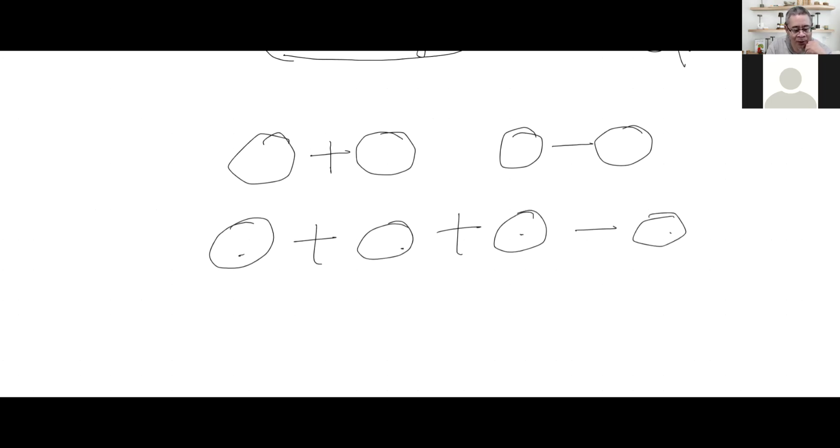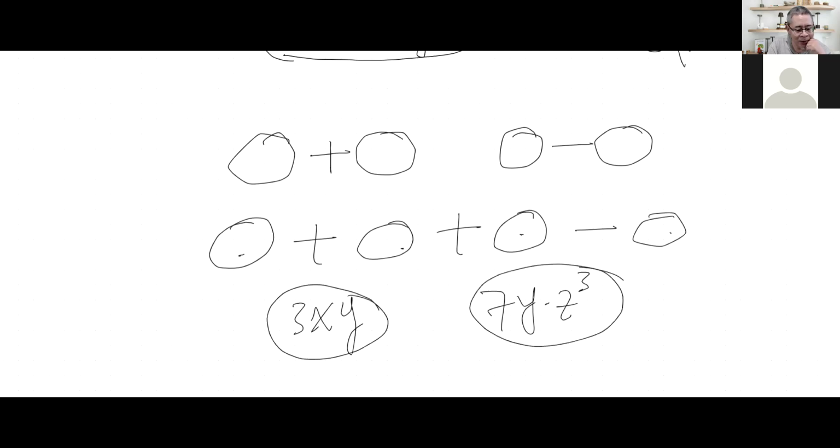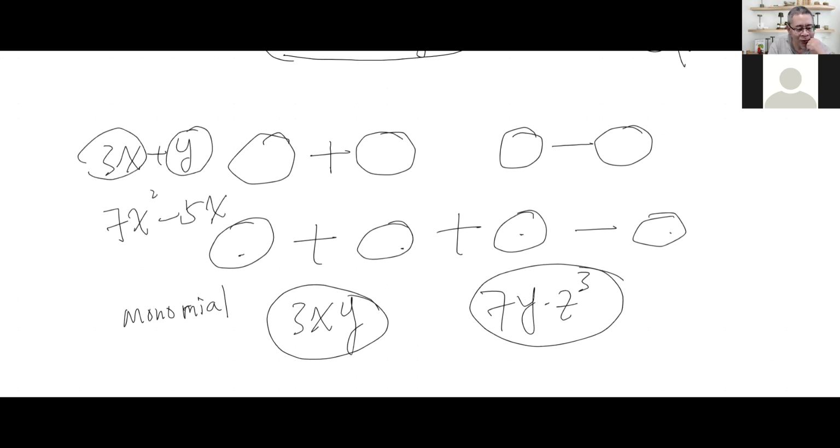Now, if you only have one term, say 3xy, or 7y times z to the third, those are considered just one term because there's no add or subtract. And this is called a monomial. Mono just means one. Now, if we have two terms, like 3x plus y or 7x squared minus 5x, those are called binomials. Bi just means two.